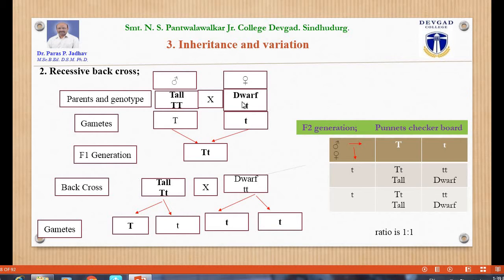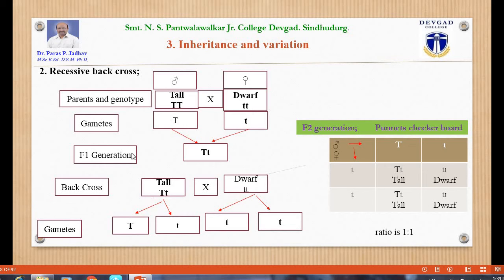These are two parents, tall and dwarf. This is the male parent, this is the female, and the genotypes are: the tall plant has capital T, capital T, and the dwarf plant has small t, small t. The tall plant produces gametes containing capital T allele. The dwarf plant produces gametes which contain small t allele. When fusion of this male gamete with this female gamete takes place, the resultant offspring shows capital T small t genotype, and it is a hybrid.